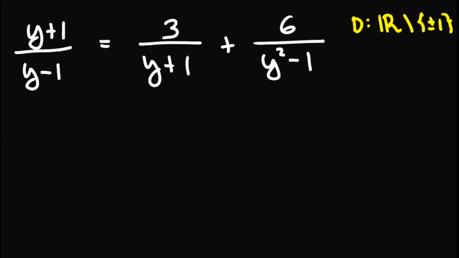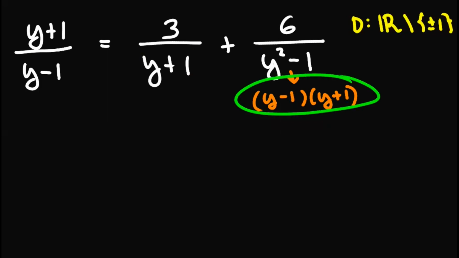Now let's go on to our LCD method. Again, recall from a while ago that this one is equal to (y - 1)(y + 1). So what do we need to multiply on both sides of the equation to eliminate the denominator? We can multiply (y - 1)(y + 1), since by multiplying this, we'll also cancel this one out and this one out. So we'll do just that.